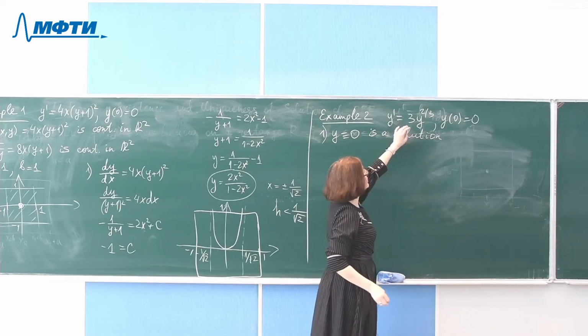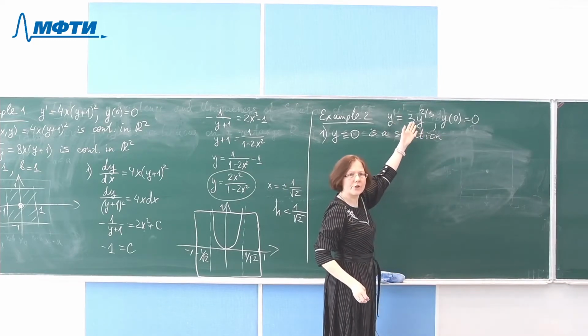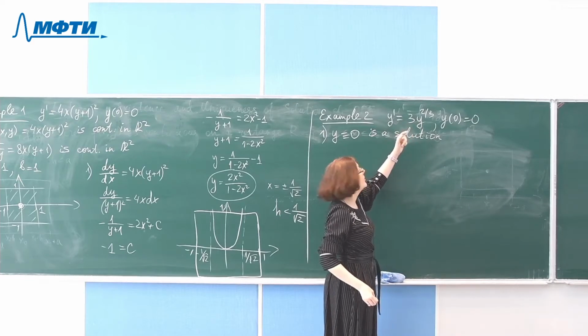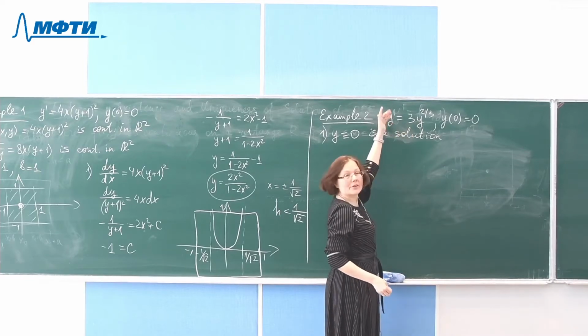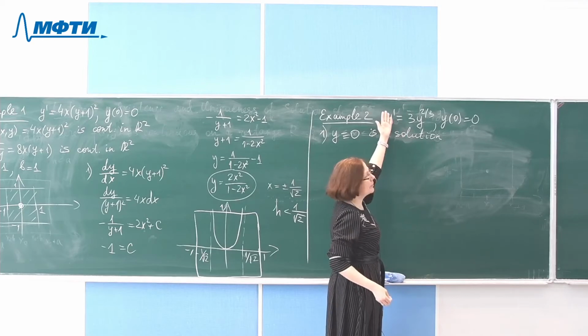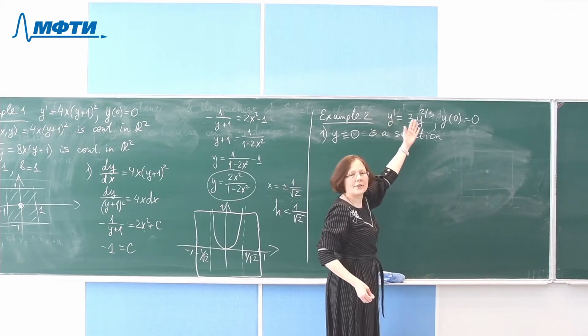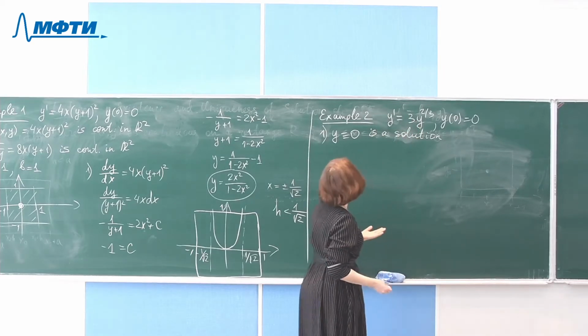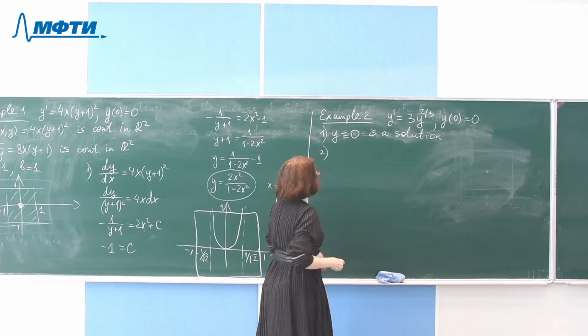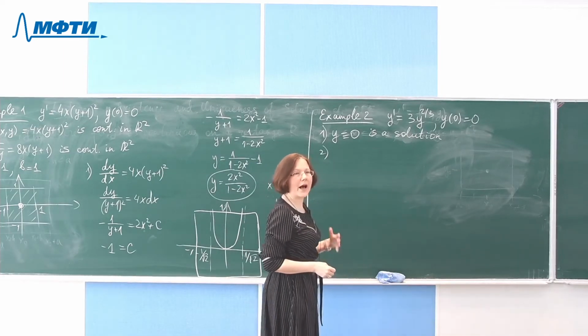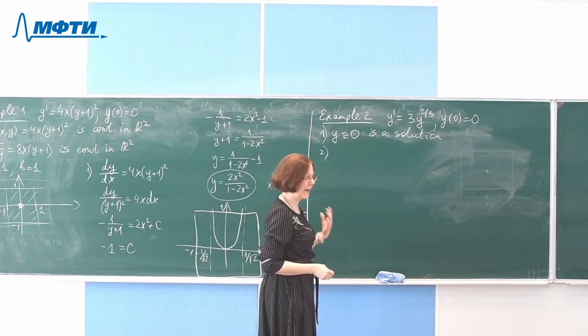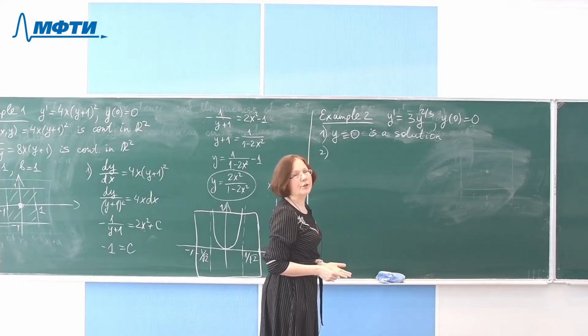Because if we substitute identically 0 into the equation, it will be satisfied, right? The derivative is 0, and so the left-hand part, the derivative, is 0, and the right-hand part is also 0. Well, now let's try to find other solutions, and I'd like to show that the solution is not unique.